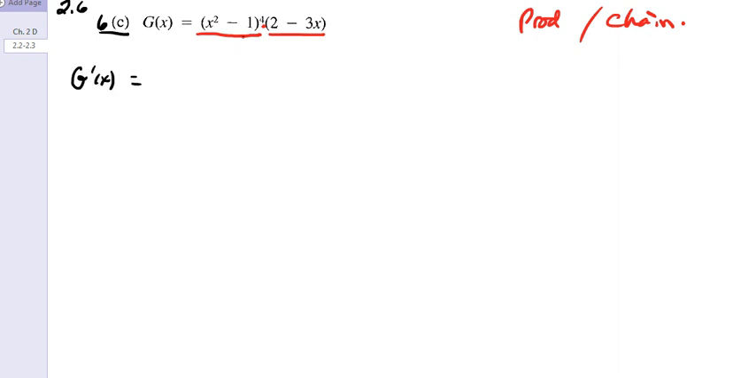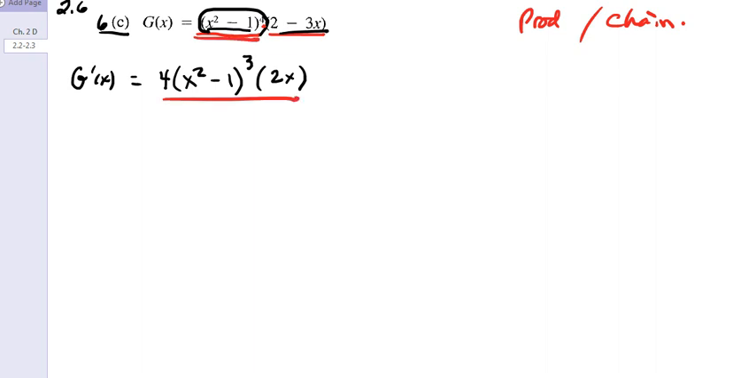So g prime of x is going to be the derivative of the first times the second. So the derivative of the first is where all of a sudden, right away, we use the chain rule to find that derivative. So this is going to be 4(x squared minus 1) to the power of 3 times the derivative of the inside function, which is x squared minus 1. So times 2x. Everyone see that? Yep. The derivative of the first here is this right here. So derivative of the first times the second, 2 minus 3x.